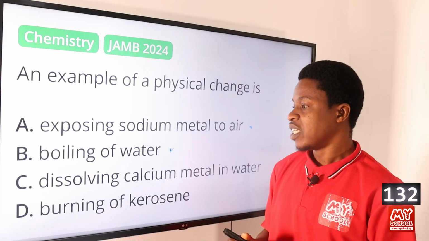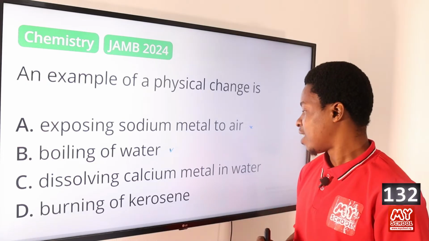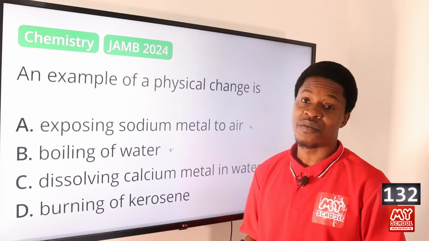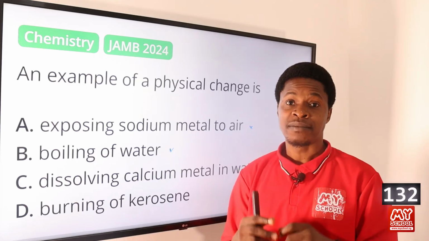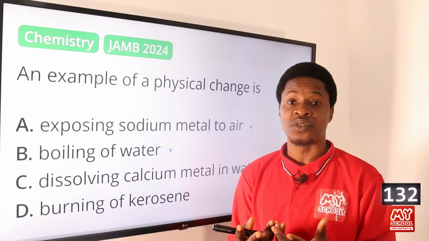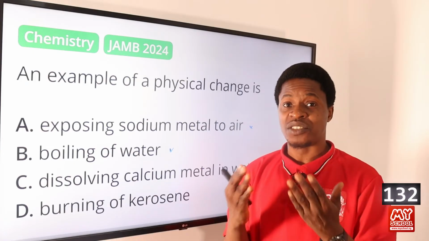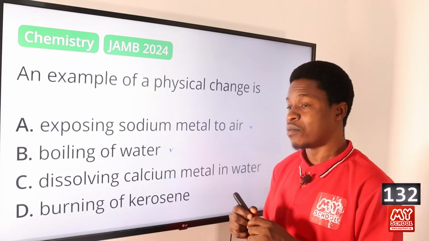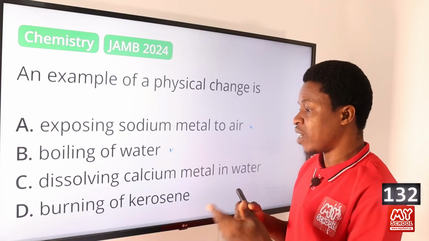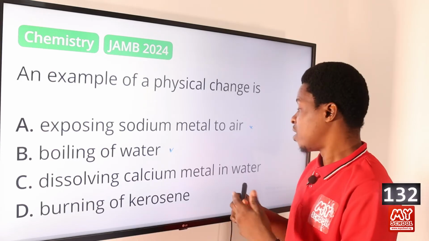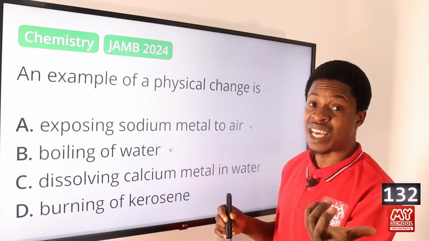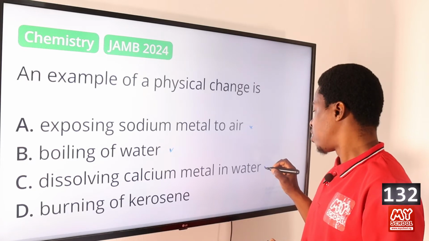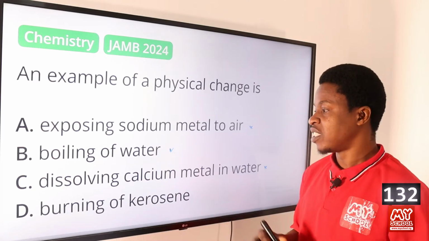Let's pick option C. Dissolving calcium metal in water. Of course, it's not going to dissolve. Calcium metal will not dissolve in water. The only thing that will happen is that it's going to form a cloudy solution. A white cloudy solution will be there, but it is not going to dissolve in it. And then when you have it, it eventually leads to a chemical reaction, so we can't get our initial reactant back. Of course, a new substance is formed. So this also is eliminated because this is a chemical change.